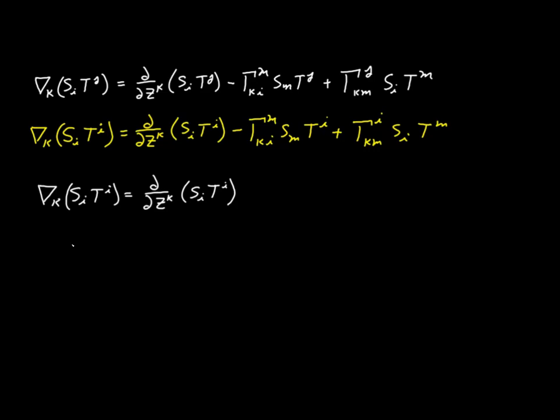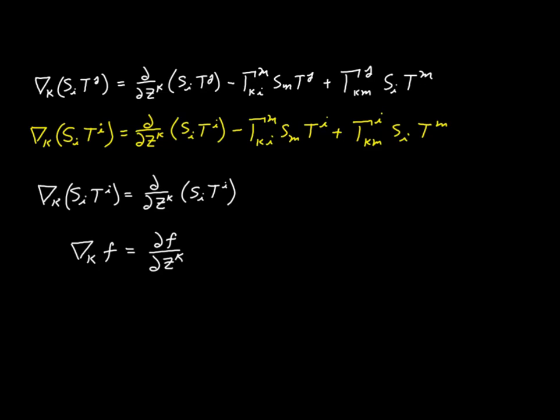So we can generalize it this way. The covariant derivative of a scalar function is going to be equal simply to the partial of that scalar function with respect to our index here. So this is a statement that is true for all coordinate systems. The covariant derivative of a scalar function is just the partial derivative of that scalar function.